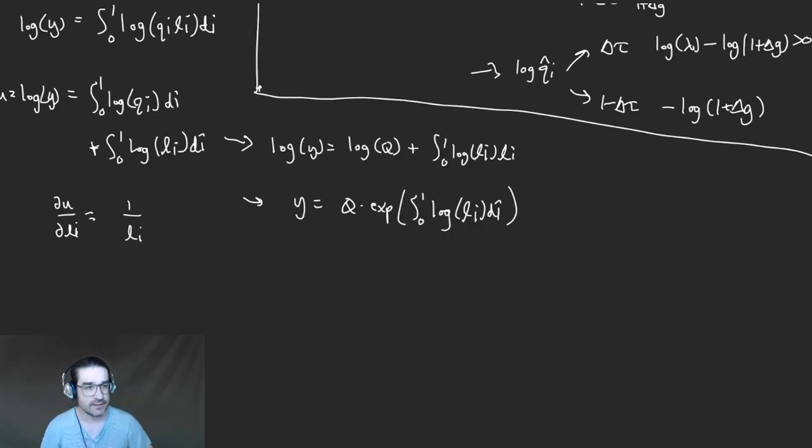Before, because we had that the lis were all equal, that was p, because li was equal to p. You sort of factor out those integrals and exponentials, and you realize that it's just p. So you get y equals qp. If the lis are potentially different, because as a social planner we could choose whatever we want as long as it satisfies the labor constraint.